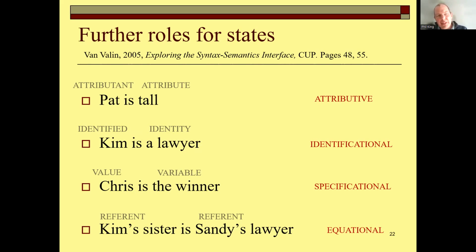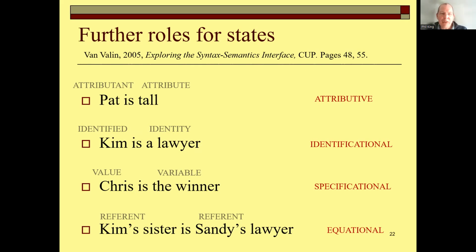And they're slightly different from this example where "Chris is the winner." So there's only one winner here, as opposed to in the previous example with a lawyer, there could be many things that could be a lawyer, but only one thing can be the winner. So the winner we might think of as a variable, and Chris has the value of being the one who is the winner. So these roles you might call a value and a variable.